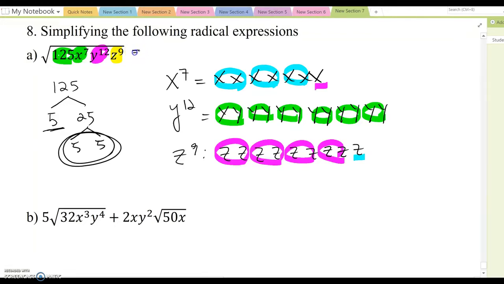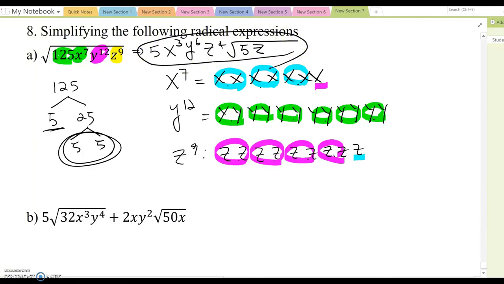So if I simplify this one, then it becomes 5, 1, 2, 3, so x cubed, 1, 2, 3, 4, 5, 6, so y to the sixth, and then 1, 2, 3, 4, z to the fourth, and square root of 5 and z. Okay, so that's the answer here.